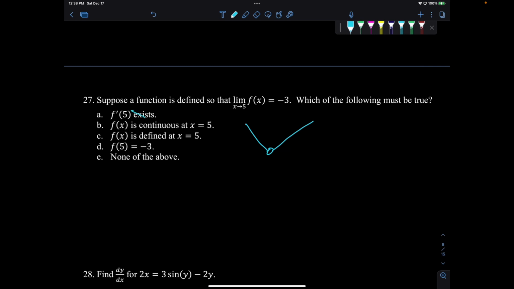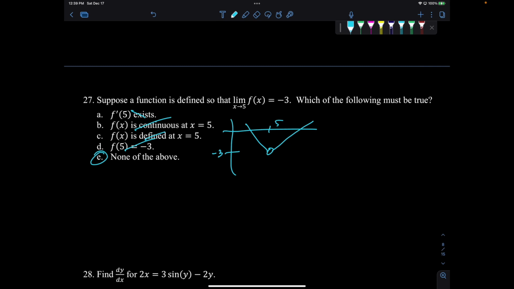Let's assume that this is at 5 and then whatever, negative 3. So f prime doesn't exist. We're not continuous. It's not defined. I didn't even make f of 5 equal anything. The answer has to be none of the above. One good graph can answer a lot of questions.